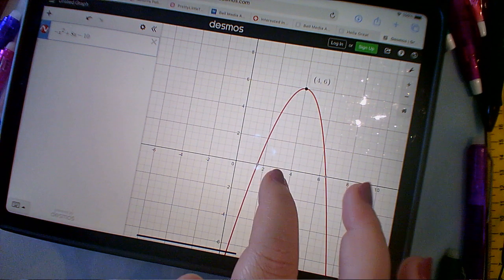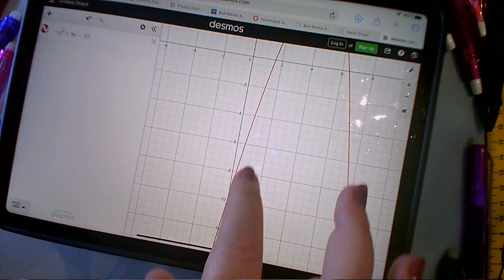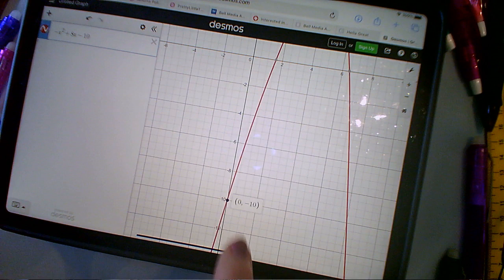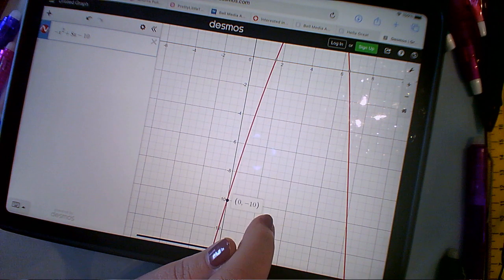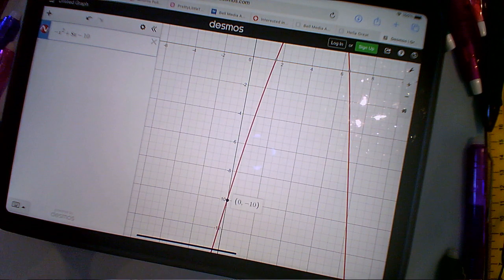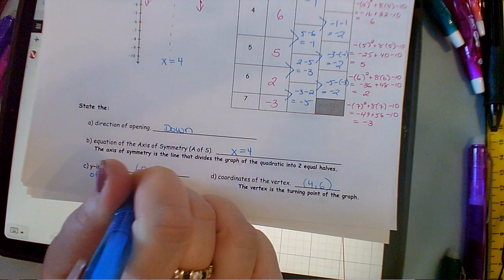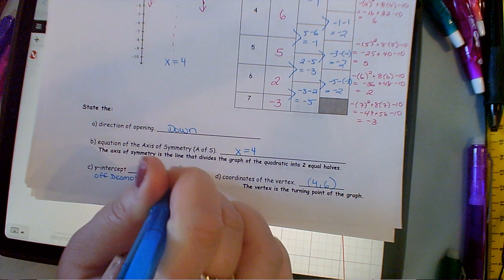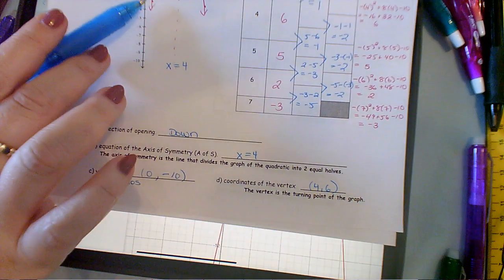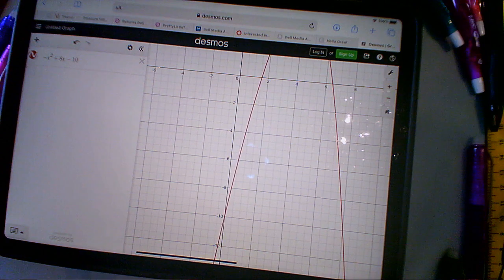We need to get our y-intercept. That was the first thing. So we follow the arm, there it is. As soon as you touch it, what is the y value when x is 0? The y value when x is 0 is negative 10. So that is our y-intercept. Off Desmos, 0, negative 10, because I wouldn't have gotten that off my graph. My arm wasn't that long in order to come down like that. So that part's done.